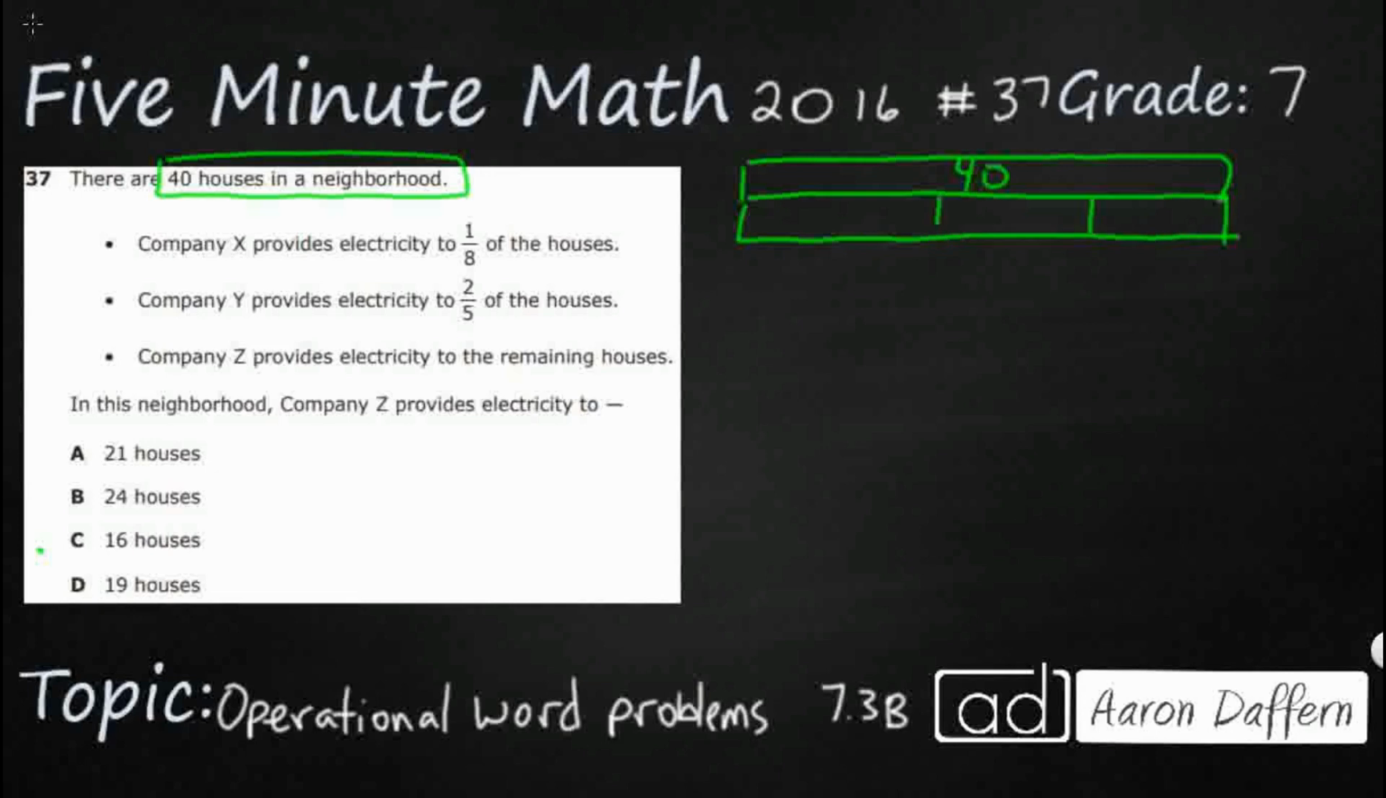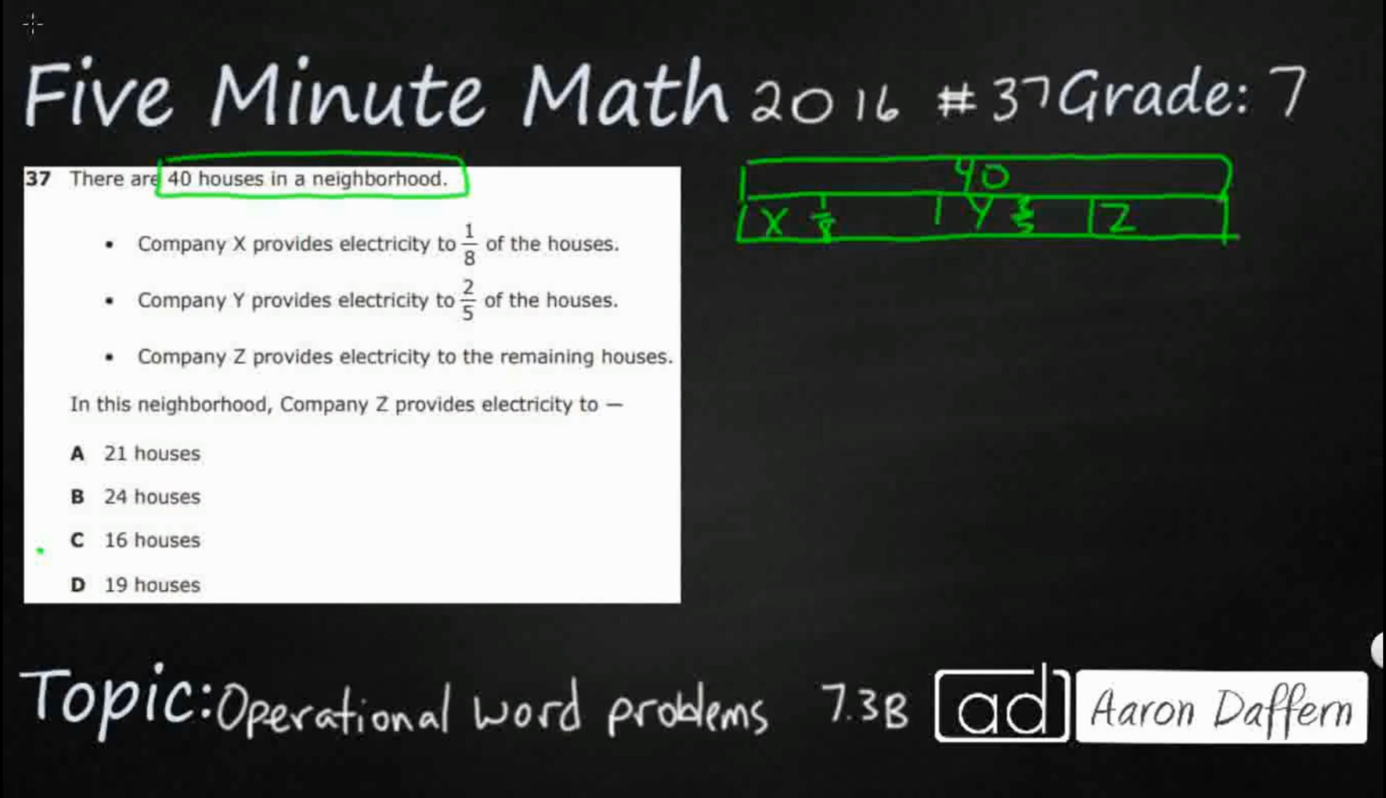Right, so this is company X, and that's 1/8. We've got company Y, which is 2/5, and then Z is just leftovers. But you notice our answer is not a fraction. We need to figure out what that number for Z is, and we need to make sure it's an actual number, not a fraction. So what we need to do is take this X and this Y, and let's see if we can figure out what those numbers actually are.